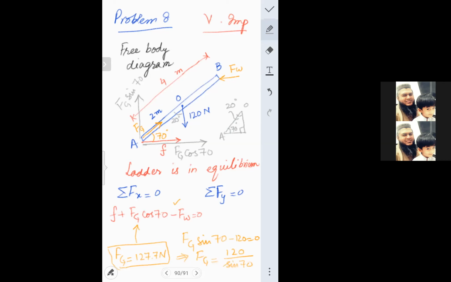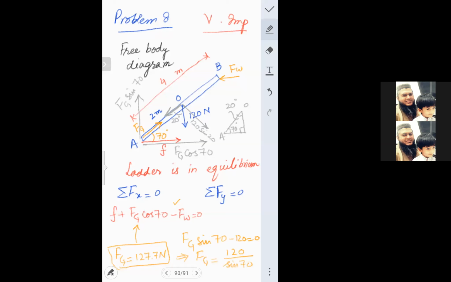So its vertical component will be 120 sine of 20. 120 cos of 20 will be in the direction of the ladder, which is not useful for us. The effective and useful component is 120 sine of 20.